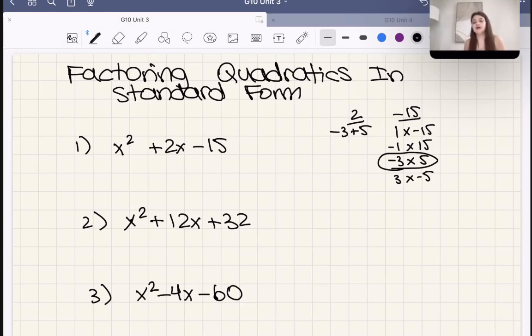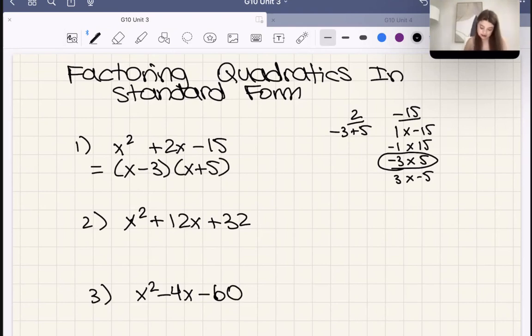So it's trial and error, but there's ways to make it go a lot faster than just trying a bunch of things, hoping something works out for you. Okay, so now let's factor this. Our numbers we got were negative 3 and 5, so x minus 3 and x plus 5 is going to be our answer.